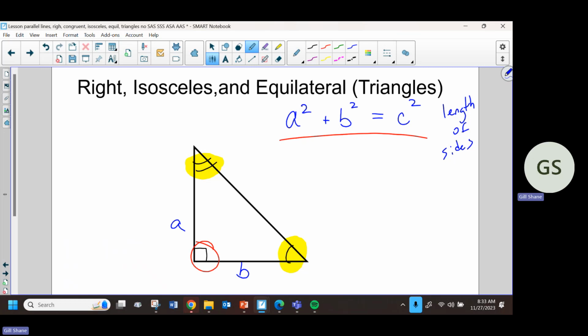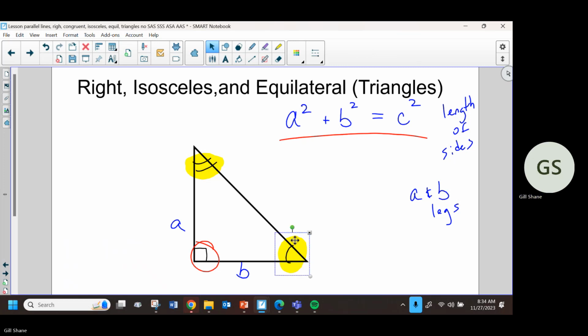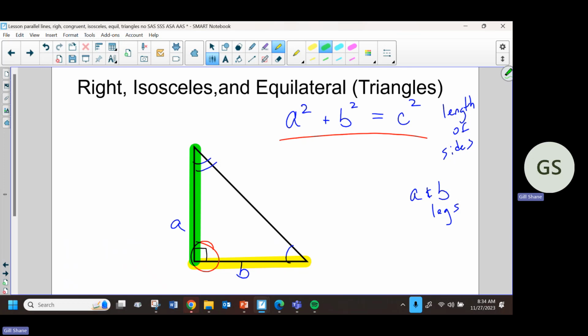A and B don't really matter which is which. A and B are called the legs. I will often refer to them as legs, and the book will almost always refer to them as legs. So you need to understand the legs are the two sides that touch the right angle. One side here touches that right angle, and one side here touches that right angle. That other side doesn't touch the right angle.